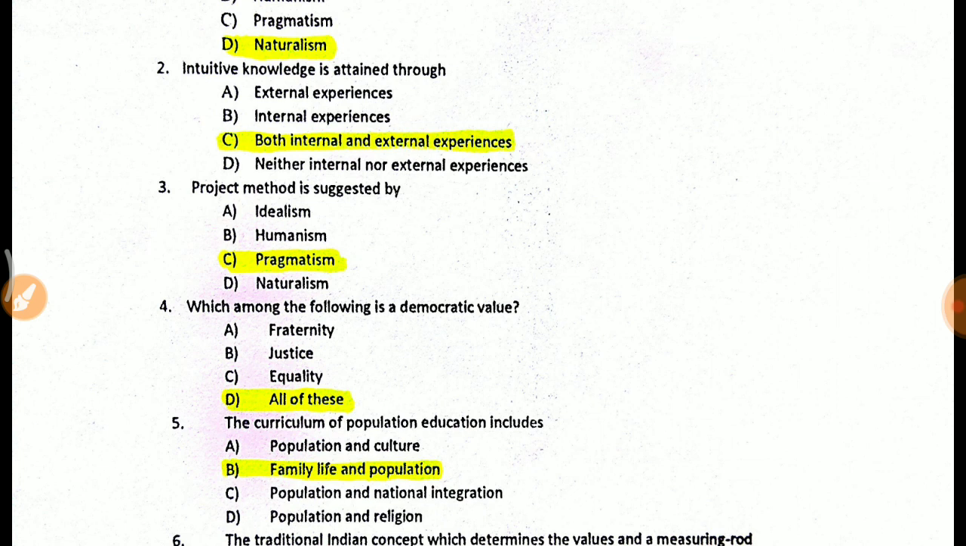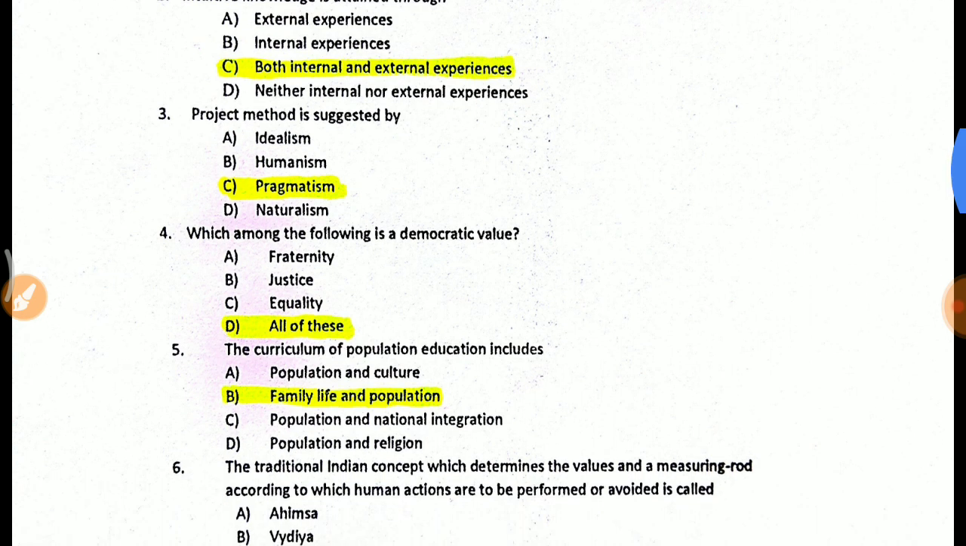Third, project method is suggested by pragmatism. The project method is suggested by pragmatism. Fourth, which among the following is a democratic value? It's clear that fraternity, justice, equality, everything is a part of democratic value. So the answer is all of these.